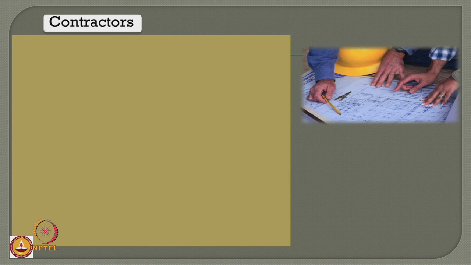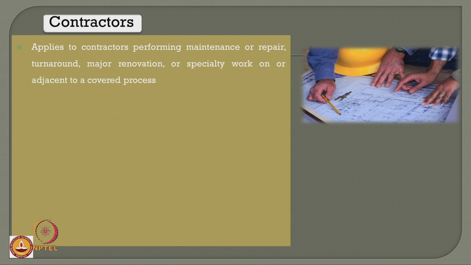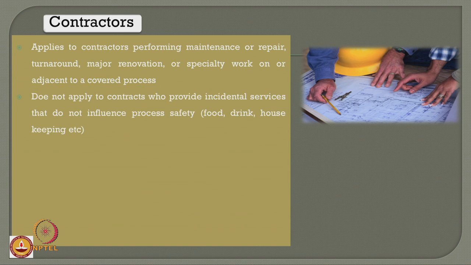The major emphasis is now given on contractors, because contractors are third party people who are not employees of the company but hired by the company for executing specialized kinds of jobs. So, now let us see how process safety can be applicable to contractors. It applies to contractors performing maintenance or repair, turnaround, major renovation or specialty works on or adjacent to a covered process. However, it does not apply to contractors who provide incidental services like water supply, food, drink, housekeeping, etc.